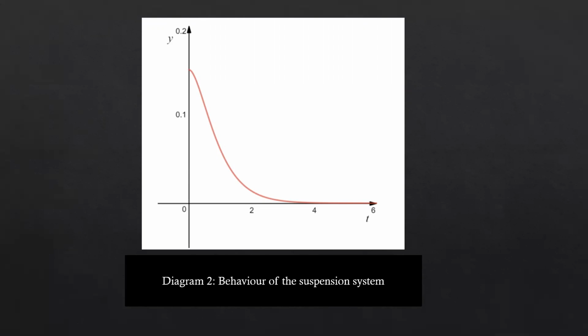So as you can see, diagram 2 shows the behavior of the suspension system. The car pretty much returns to its equilibrium position in less than 4 seconds, which is quite a slow response for most real-world applications, and this case, which is critical damping, is what car manufacturers aim for in most cases.